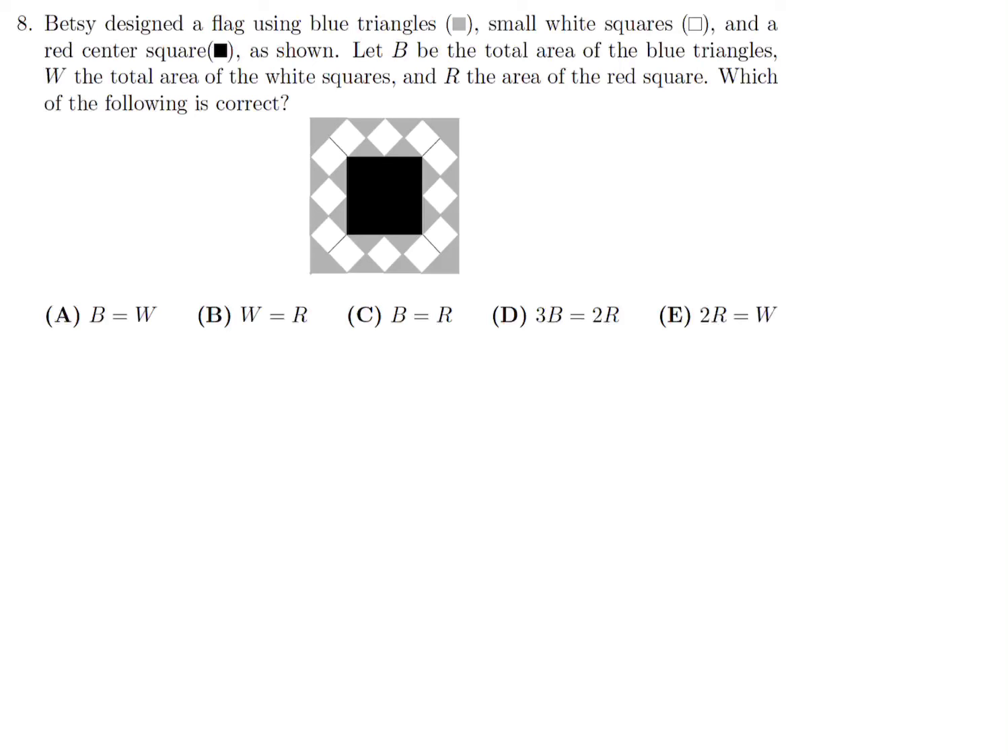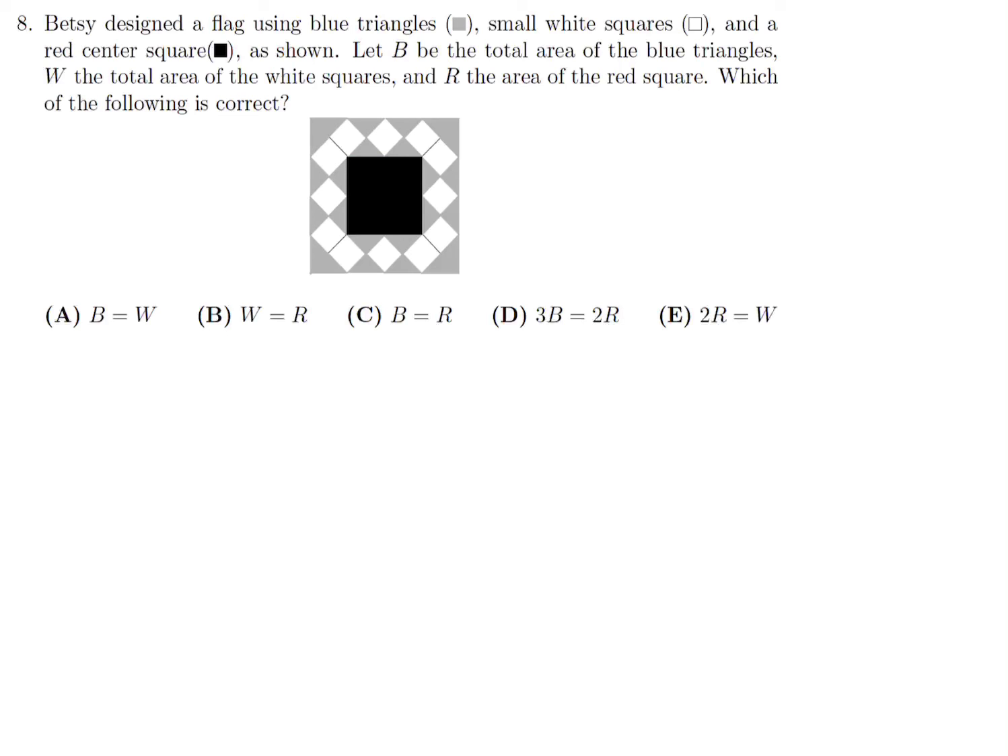Betsy designed a flag using blue triangles, small white squares, and a red center square as shown. Let B be the total area of the blue triangles, and W the total area of the white squares, and R the area of the red square. Which of the following is correct?